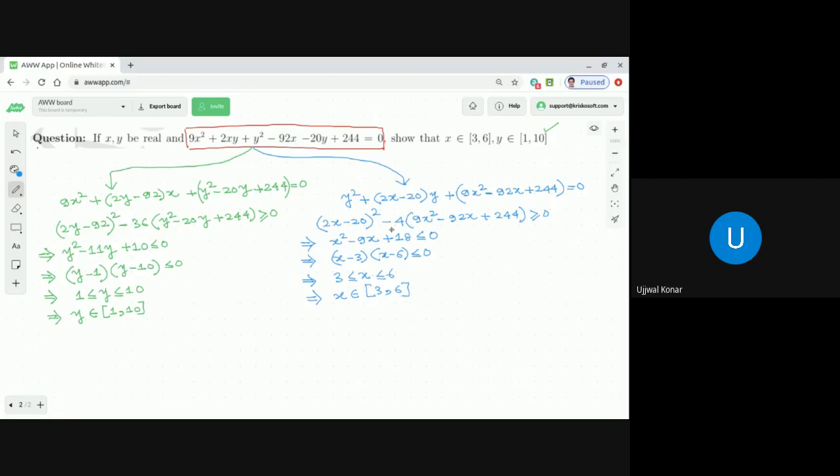And hence we are able to prove that if x, y be real and 9x square plus 2xy plus y square minus 92x minus 20y plus 240 equal to 0, then x belongs to 3, 6 and y belongs to 1, 10. And I appreciate, Sagnik, that you completed the first part, that is y belongs to 1, 10. But you should have written only one point: discriminant should be greater than equal to 0. You wrote greater than 0. So you will end up with the result in open interval, but it should be closed interval.